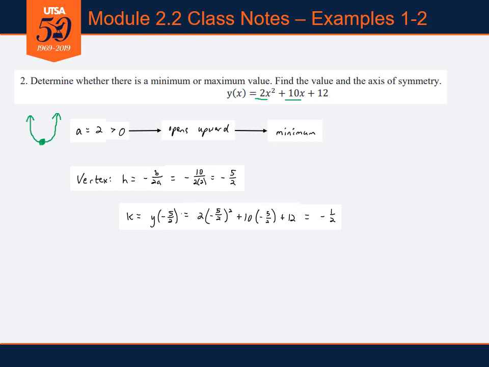If you have questions, bring them to me in my live sessions or go check out the virtual tutoring lab and they can help you review your operations with fractions. But now I know that my vertex is h comma k, -5/2 comma -1/2. That's where my vertex is. And that means that my lowest point is at a y value of -1/2. My minimum value is -1/2.